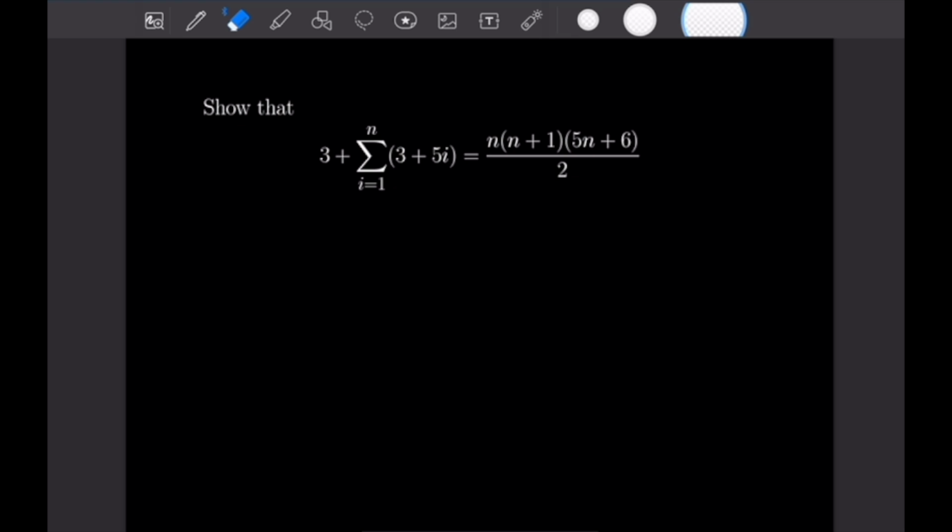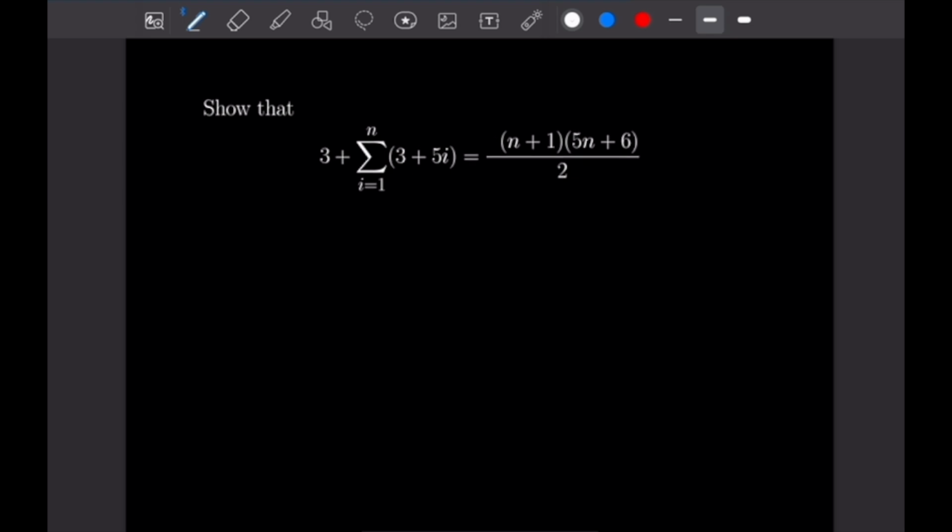Now, today's example video is going to be on proof by induction, so let's go ahead and take a look at this first example. For this example, we want to show that 3 plus the sum as i goes from 1 to n of 3 plus 5i is equal to n plus 1 times 5n plus 6 all over 2.